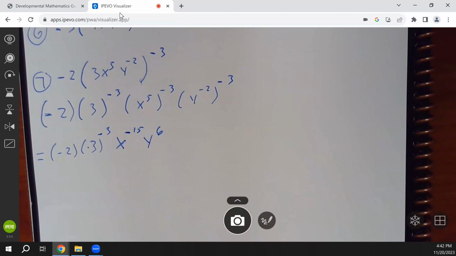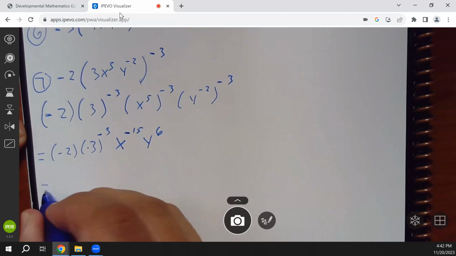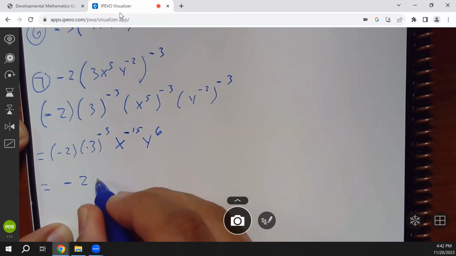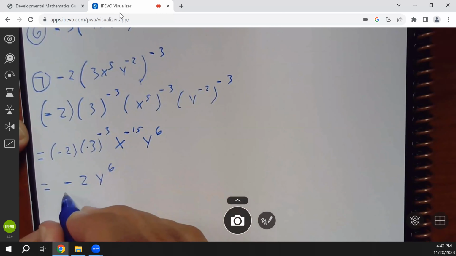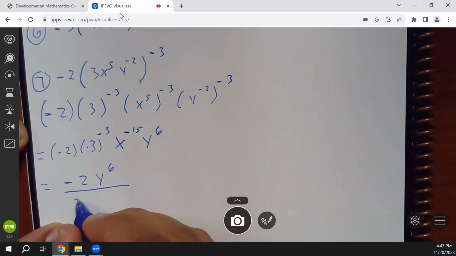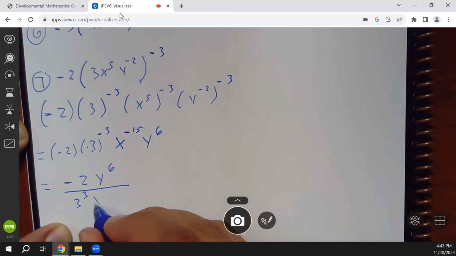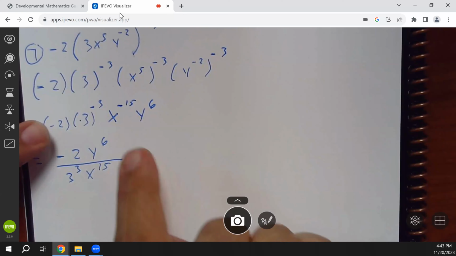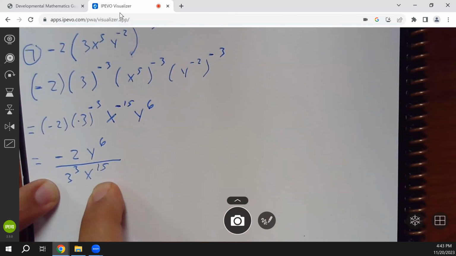Okay. So now we're pretty much done. Just deal with the exponents. This would be negative 2 y6. Everything else goes on the bottom. Does that make sense? The ones that had the negatives went across the line.